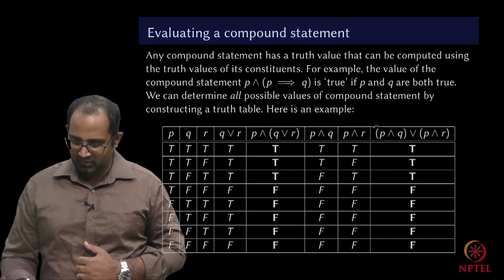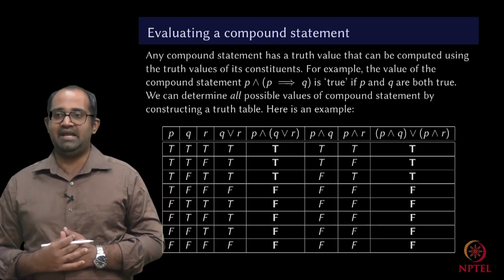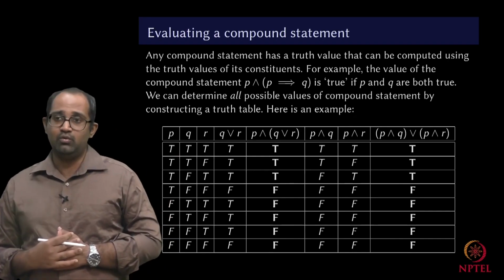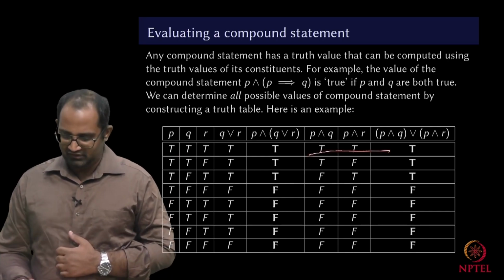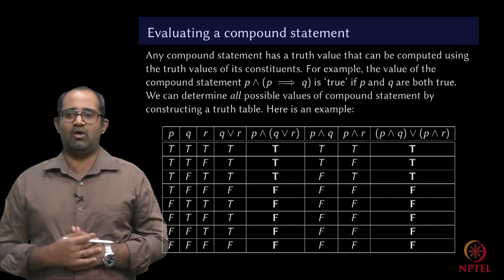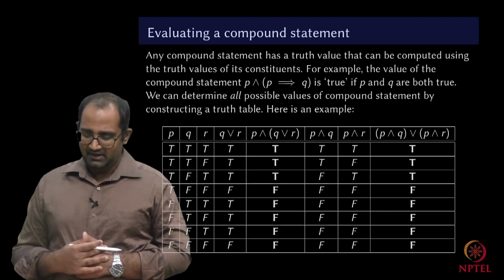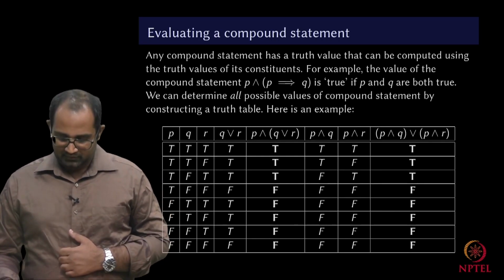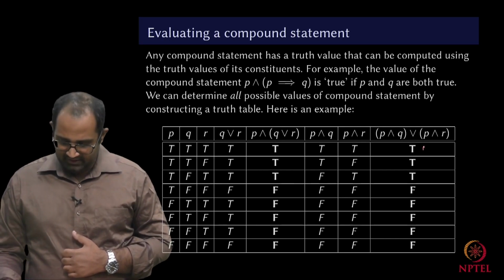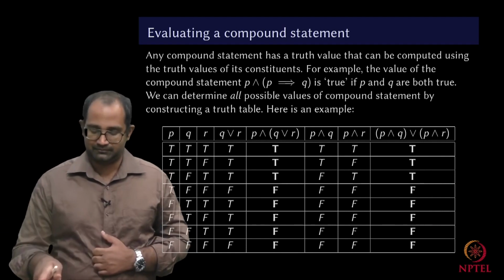constituents of this compound statement. I write out the corresponding truth values of P and Q and P and R based on the values of P and Q, and then combine them in the obvious way, and I have produced the truth table. So, please work this out for 5 minutes and forget about it, it is not very useful for this course, but it is good to know. So, in this particular compound operation, it is true under 3 scenarios, in the remaining 5 scenarios it is false.